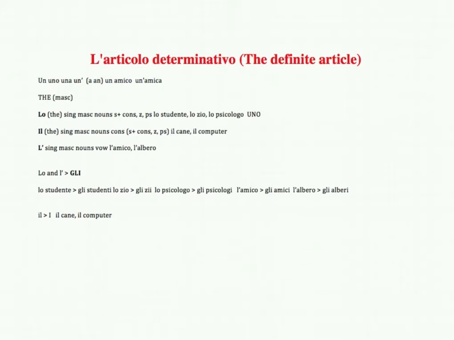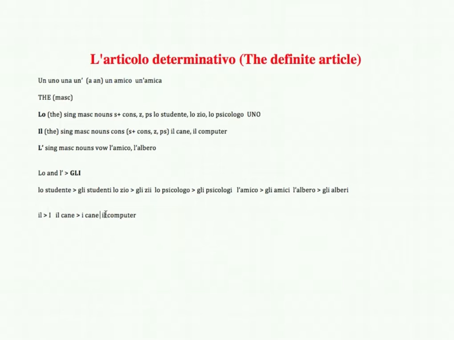So il cane, the dog. Now I want to say the dogs. As you know, you must make everything plural, the article and the noun. So il becomes i. I want to keep it not capitalized. I, and you make the plural of cane, cani.